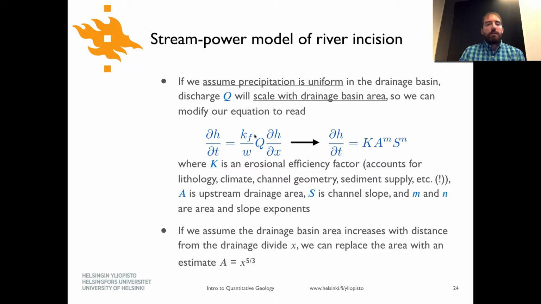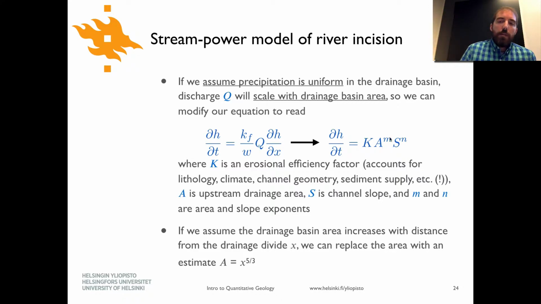We're going to replace this kf over w with a big K, and the big K is the garbage can. So it accounts for lithology, climate, channel geometry, sediment supply. I mean, whatever you want. That is the one factor that accounts for a lot of different things in any natural river. Discharge we replace by area. So this is the area upstream in the river. And the reason that we do that is if we assume that the rainfall is uniform across the river, then we can assume that the discharge goes up as a function of the drainage area. So as you drain more and more of the landscape, your discharge goes up.